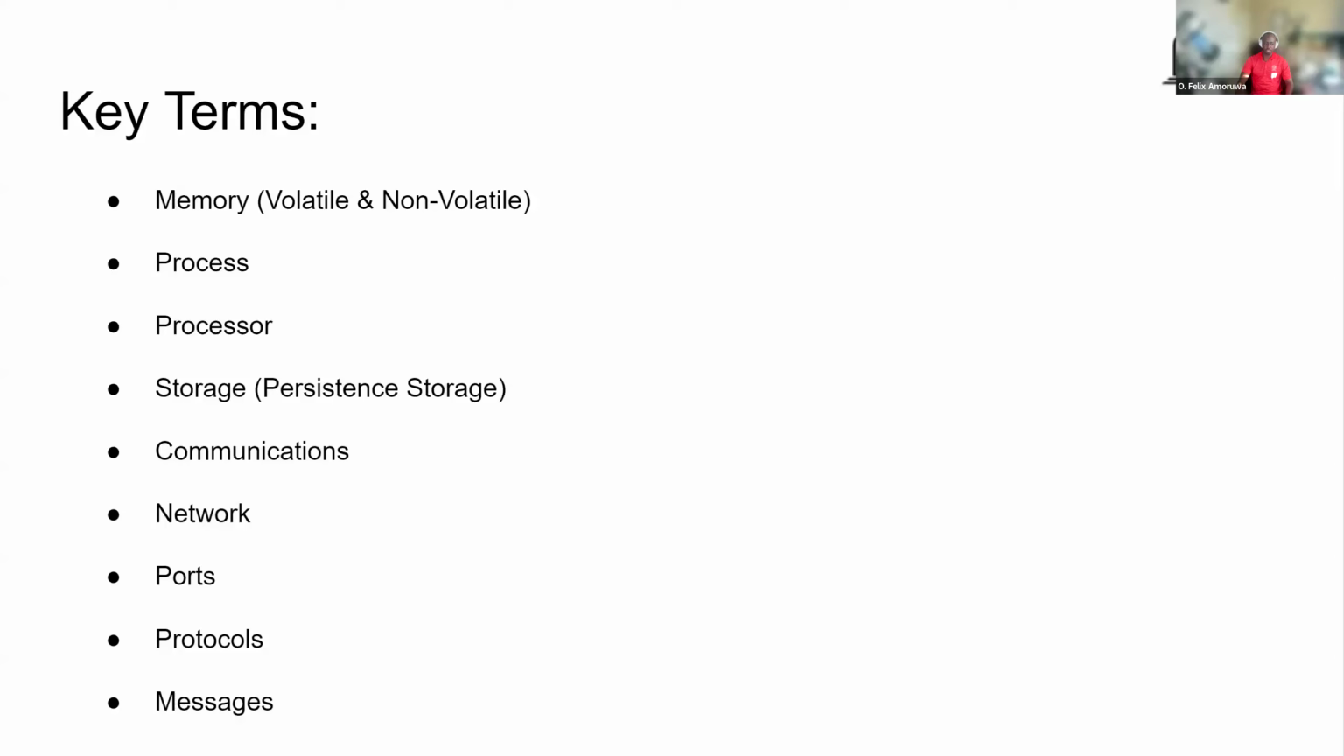What are some of the key terms that may be useful to get familiar with at this point if you're not already familiar with? Differences between volatile memory and non-volatile memory. What is a process on a system, a PID? What is a processor? Different types of storage. The communication protocols across a network, ports, and the different types of ways in which messages can be exchanged. I believe these key terms and a more exhaustive list are added in the challenge that we have in module 010.